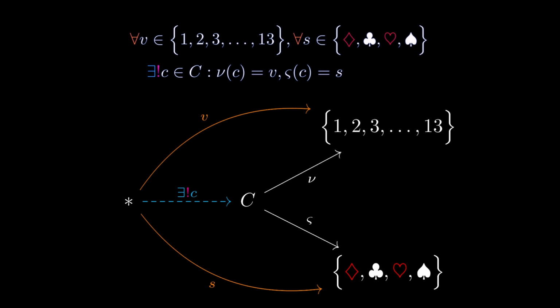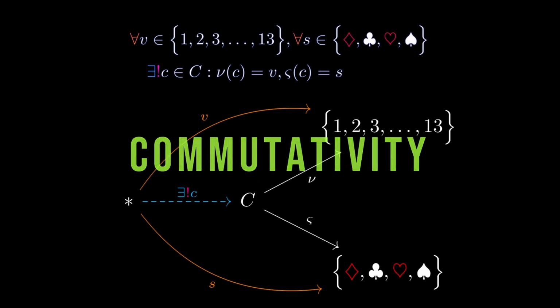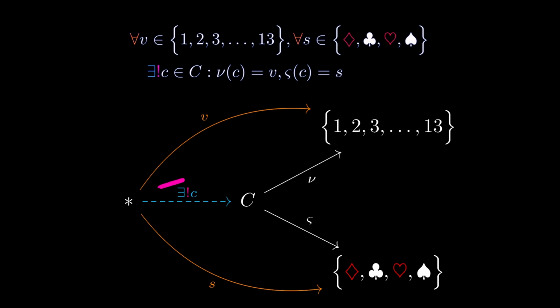This unique card has the same value V and the same suit S, and these restrictions can also be expressed by the diagram through a concept called commutativity. In this diagram, notice that we have two paths from the singleton to the set of values. We can either travel along V's function, or travel along C and then new.